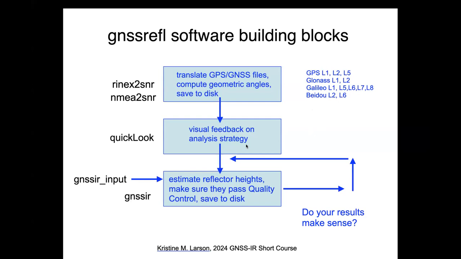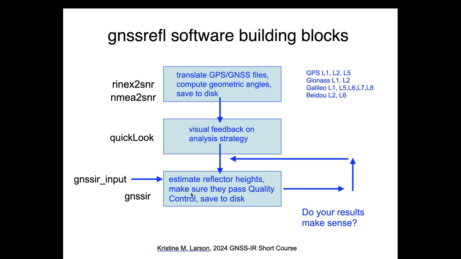We've developed this code called Quick Look that is supposed to give you visual feedback. It's not used all the time. It's only used at the beginning. And then sort of the workhorse is the word I would use for it. The one that does all the periodograms is called GNSS-IR. And you make choices using this utility. And this is the one you're going to be using to measure water level.